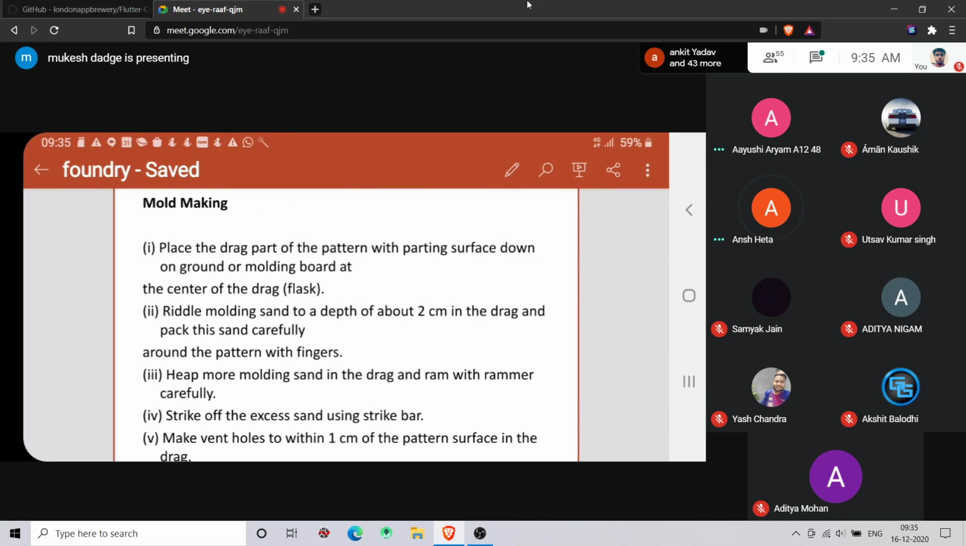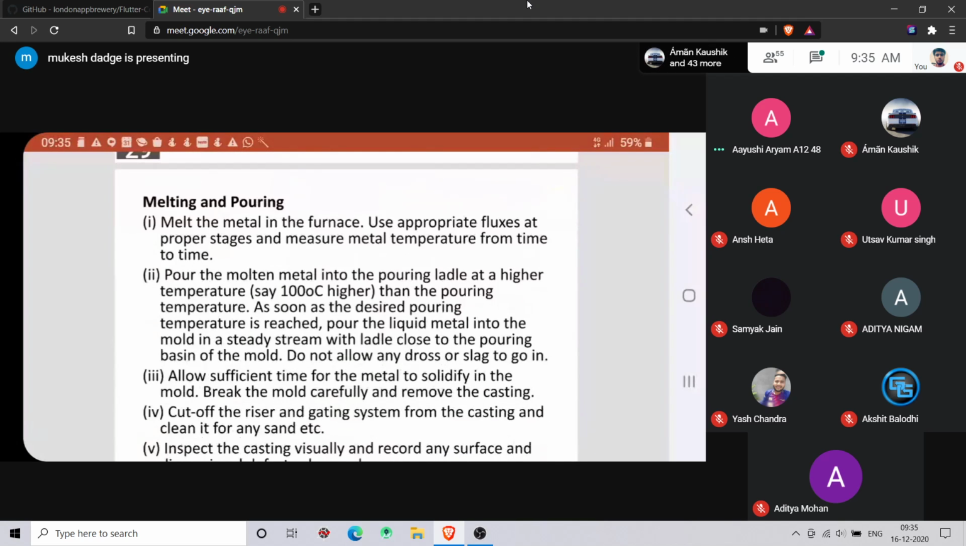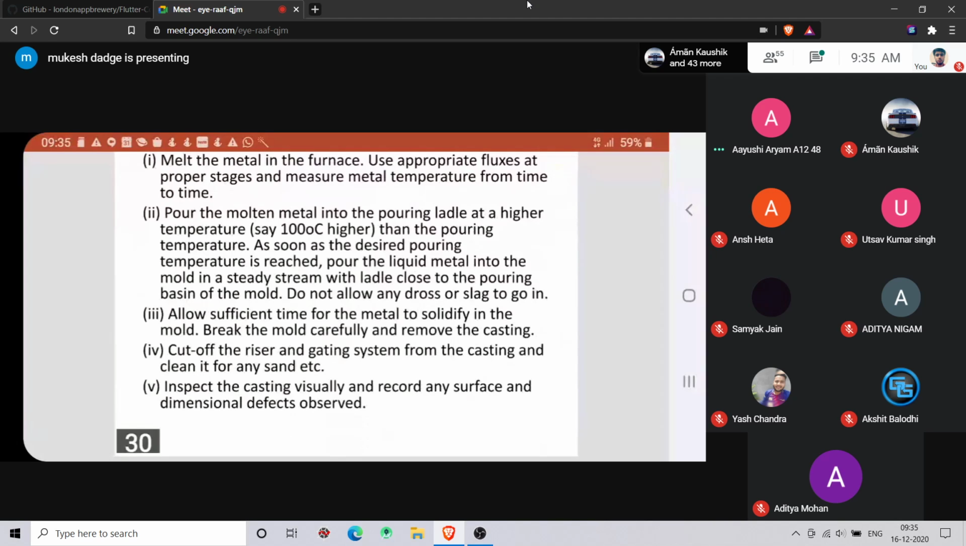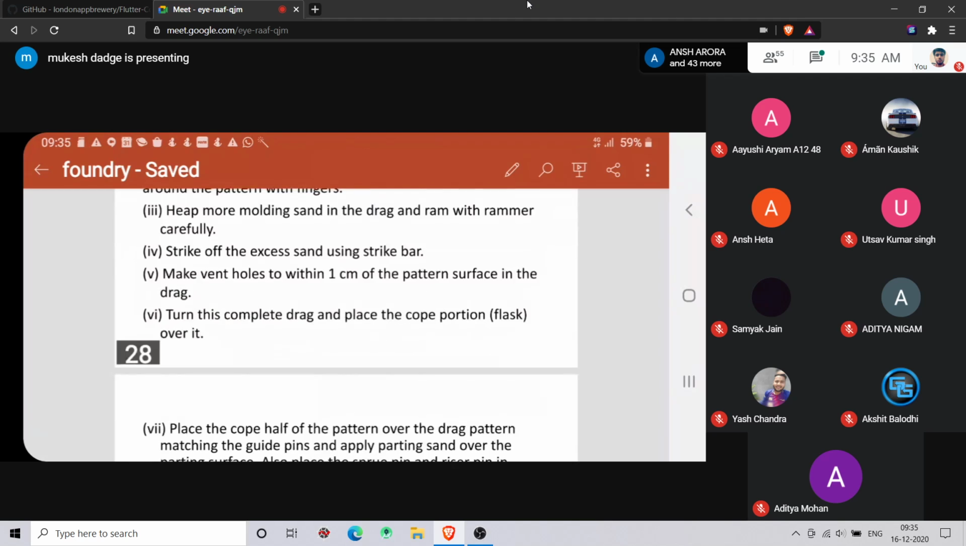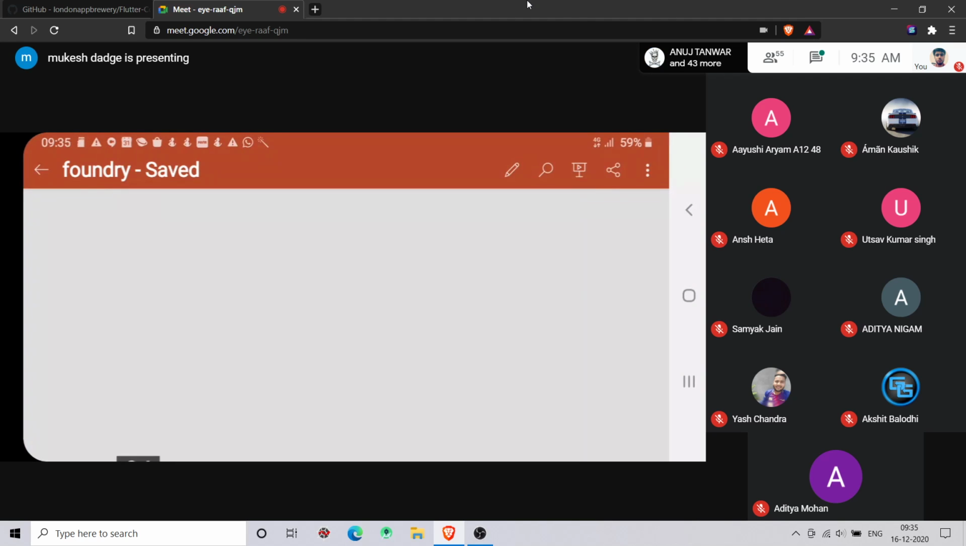So in the next class we will see the step-by-step process of mold making and core making. So after that we will get the product. These steps you have to write. So what you have to write, I will show you.